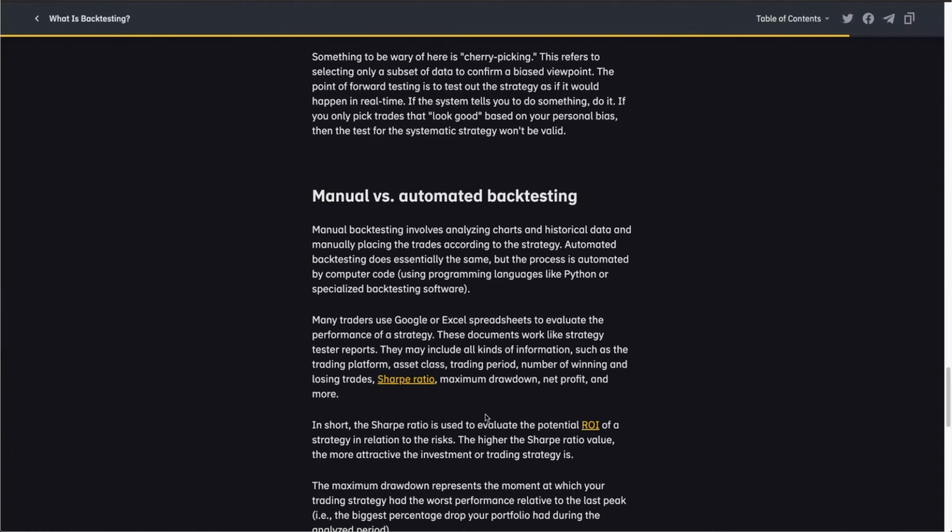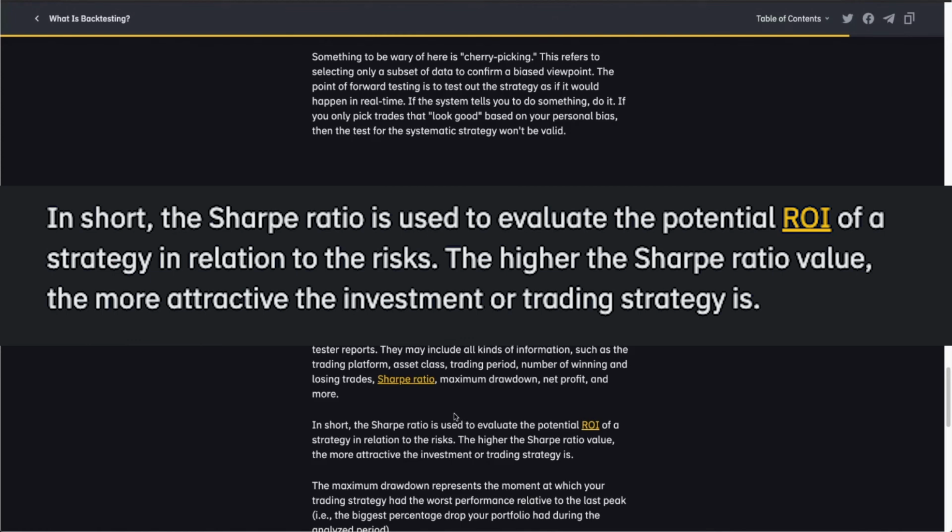So drawdown is, say, if you entered into a trade, say you bought Bitcoin at $32,000 and the price dropped thereafter down to $27,000, your drawdown would then be $5,000 before the price started to rebound and recover past 32. So your drawdown is how much your trade goes into the negative before it goes back into the positive. If your trade goes into the negative and hit your stop loss, that's not a drawdown, that's just a loss. Okay, so in short, Sharpe ratio, it's used to evaluate potential return on investment of a strategy in relation to the risk. The higher the Sharpe ratio, the more attractive the investment or strategy is.